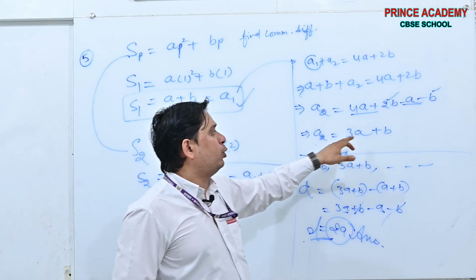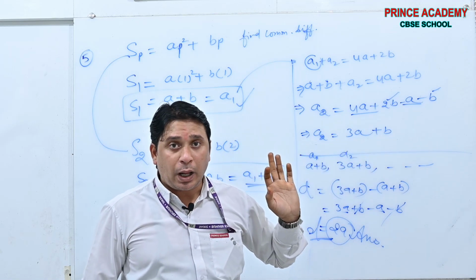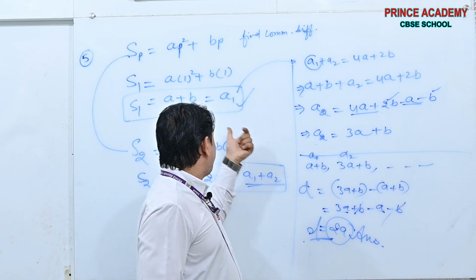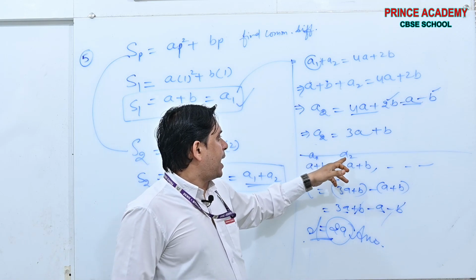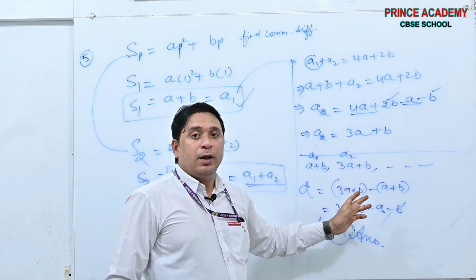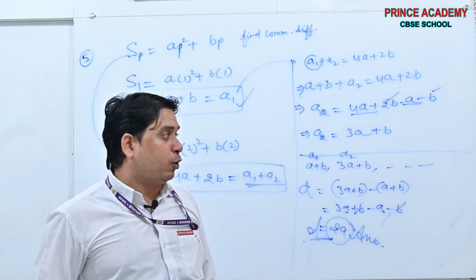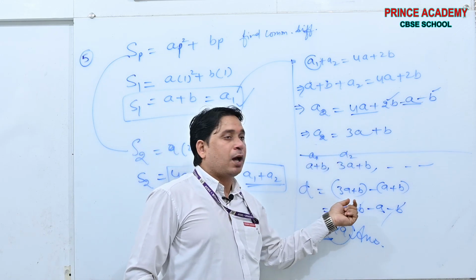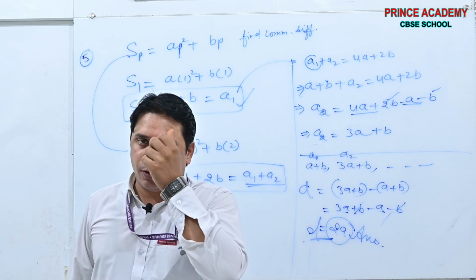And we got a2, 3a plus b. Now first term is a plus b. Second term is 3a plus b. If we take the difference a2 minus a1, this is the common difference. This is the common difference.